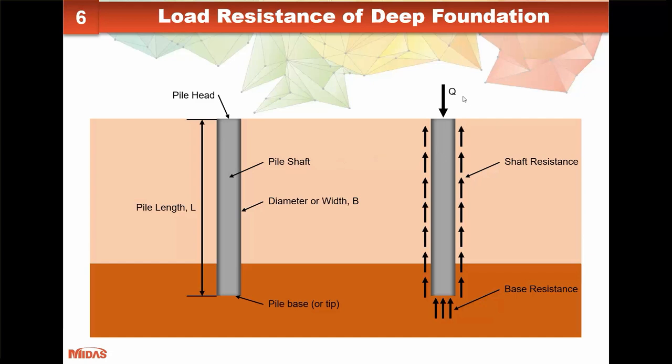So imagine there is a load Q on the pile. This is how the pile resists that load. It has a shaft resistance, or what we call the skin resistance, due to skin friction, or the friction between the shaft and the soil. Also, it has a base resistance, or the tip resistance of the pile. So what resists here is the bearing stress on the soil. Also, the deep foundation can resist on shaft resistance only, or base resistance only, or the combination of these two.